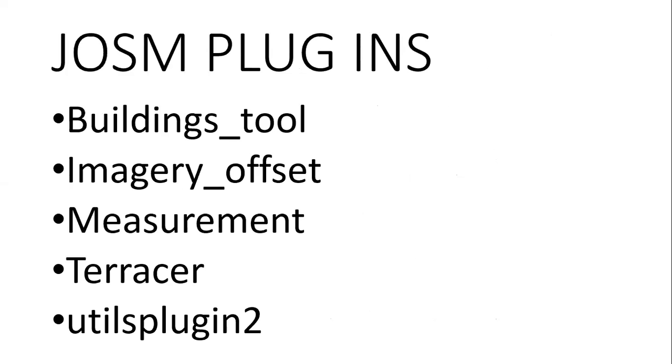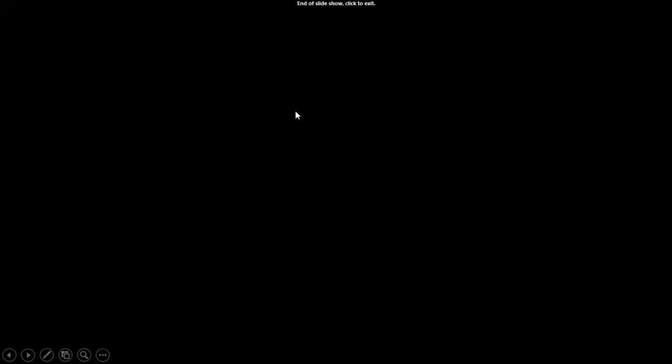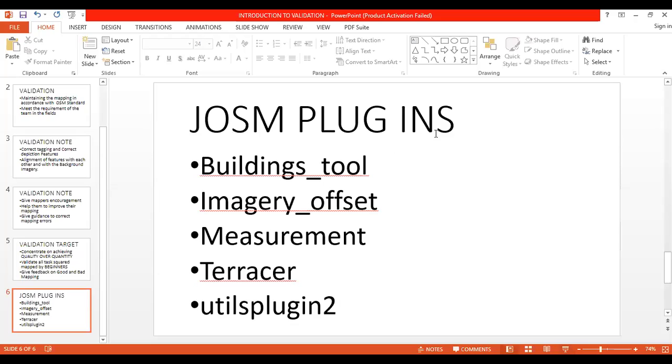As I said, we're going to learn today about validation using JOSM. There are some JOSM plugins that we have to have in our JOSM tool. One of them is the building tool, and there is imagery offset, a measurement plugin, a tracer, and the utils plugin tool. So we are going to see all of that. That was my introduction to validation.